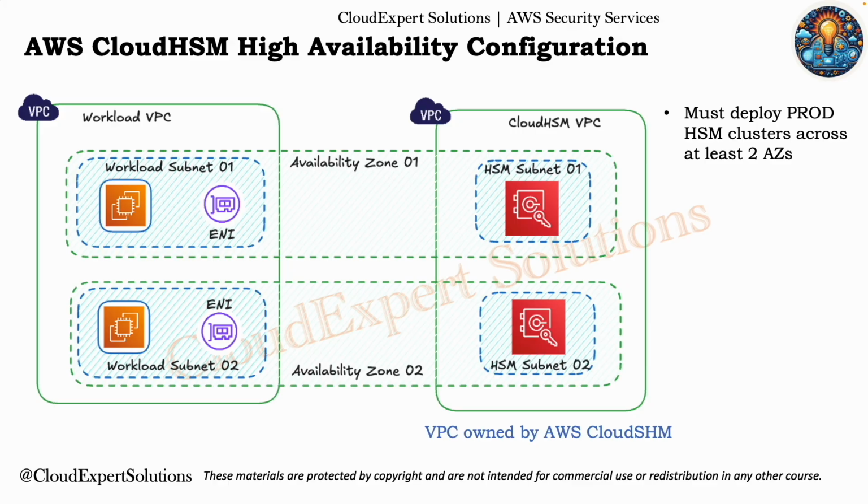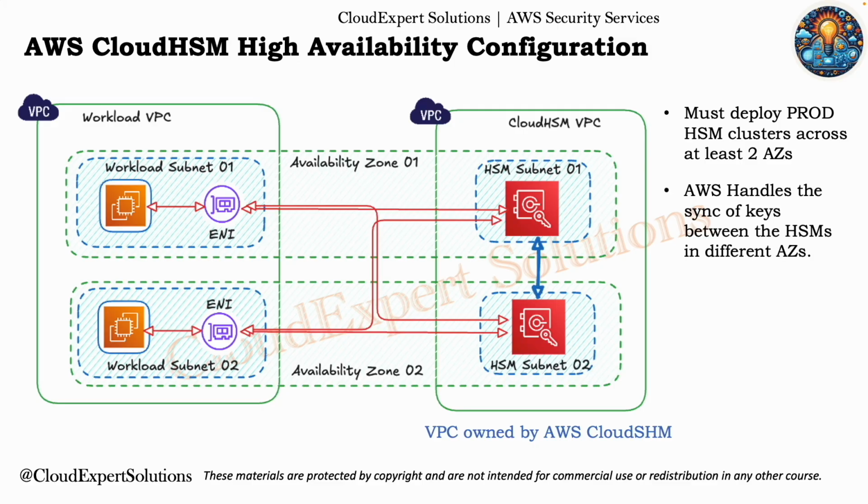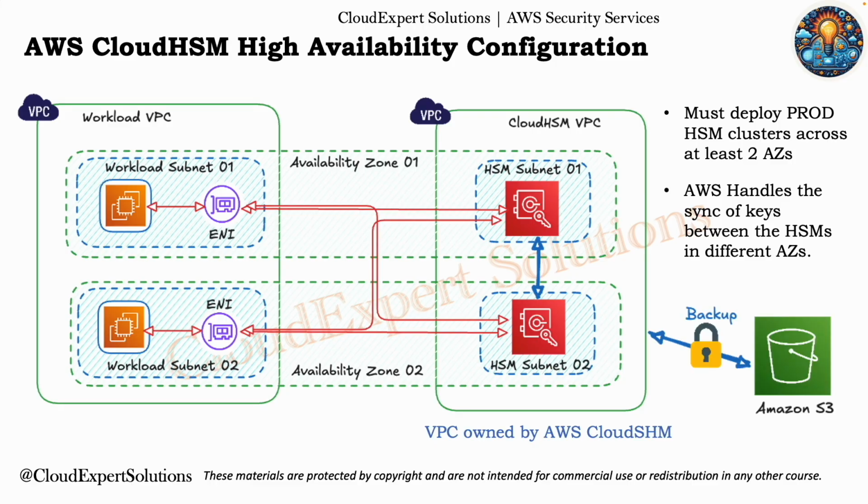If one availability zone goes down, the CloudHSM client on your EC2 instance automatically fails over to the HSM cluster in the other availability zone. AWS handles the synchronization of keys between them, so you don't have to worry about data being out of sync. AWS CloudHSM performs regular backups of your cluster's users, keys, and rules. Backups are stored in the same region as your cluster in a service-controlled Amazon S3 bucket.